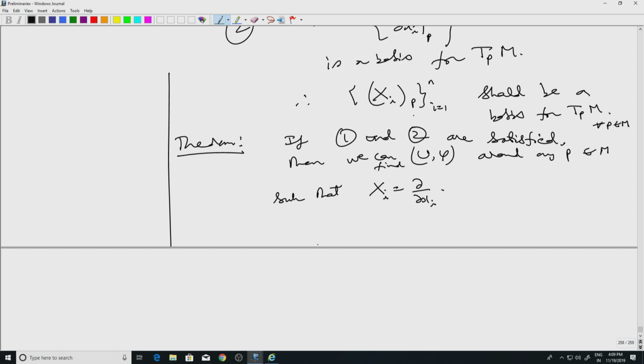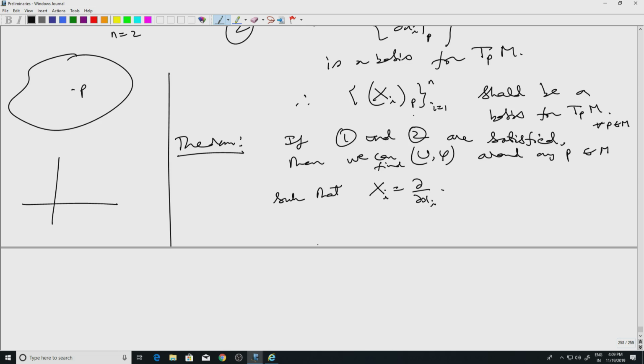So let's say we want to find this. The goal is to define this map phi, find an open set U and a map phi such that this happens. Well, let's try one thing. Here's the manifold and there's a point P. Now let's take the case n equals 2, two-dimensional. So here I just have two vector fields.